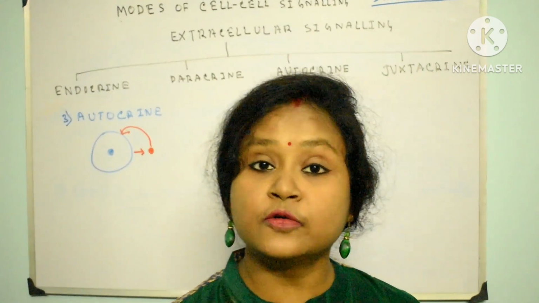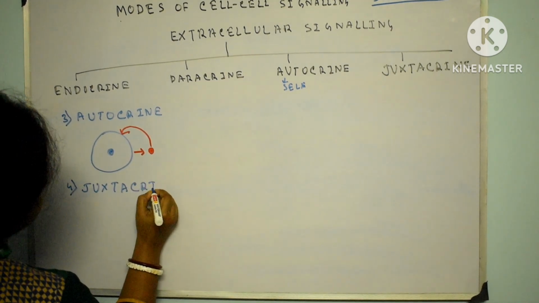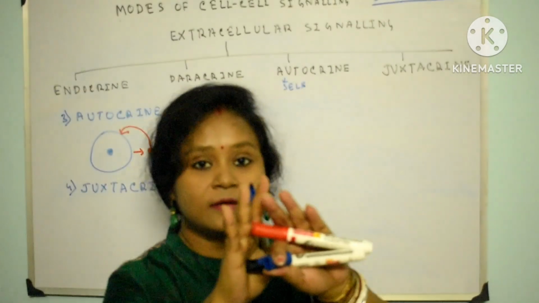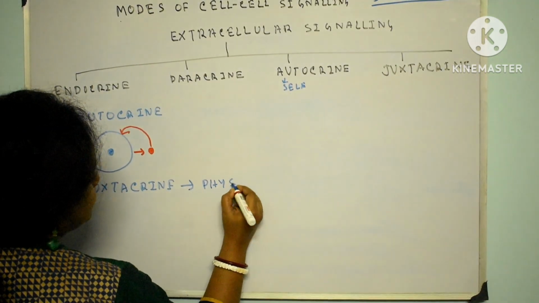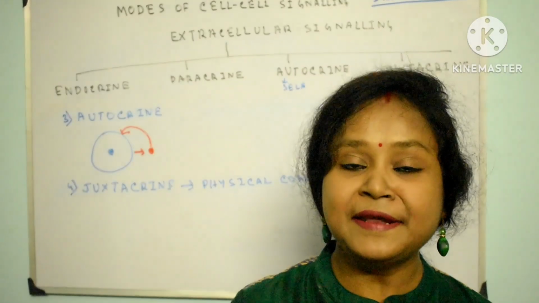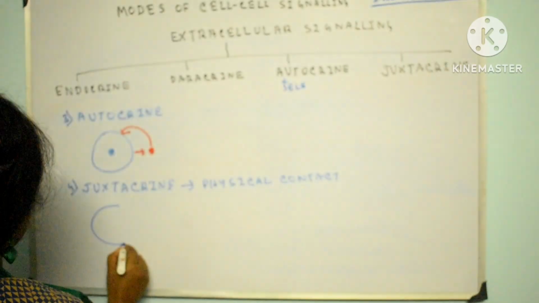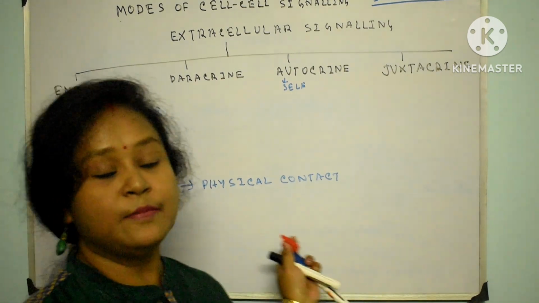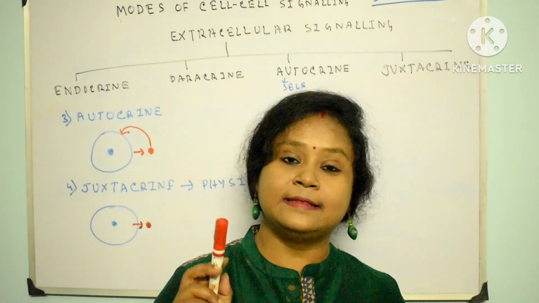So let's come to the fourth type of signaling, juxtacrine signaling, and this one requires physical contact, a physical touch. Here signal molecules do not diffuse from the cell. They do not need to diffuse. The cell has physical contact with its target cell.